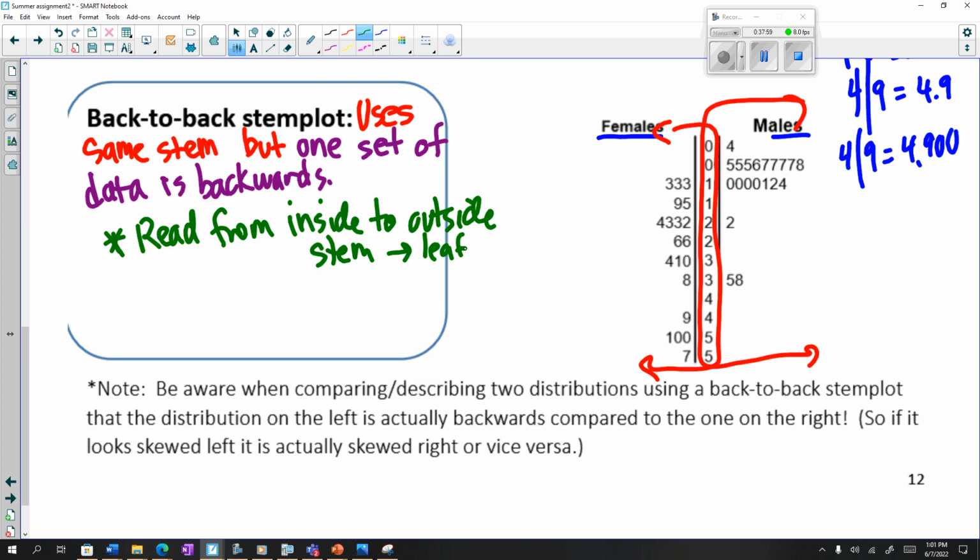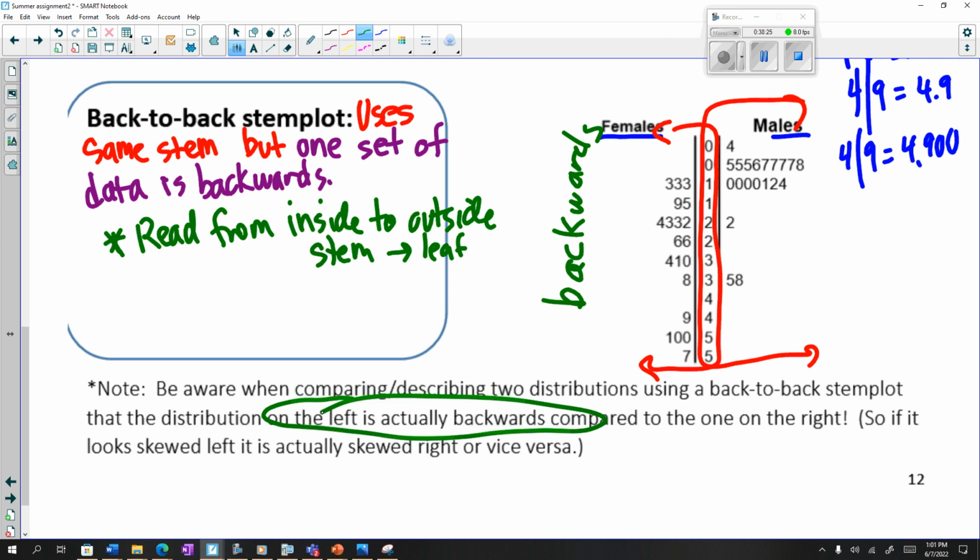So it says down below, note, be aware when comparing and describing two distributions in a back-to-back stem plot that the distribution on the left is actually the one that's backwards. This is the one that's backwards, is what we were referring to. The one on the left is backwards compared to the one on the right. So if you think it looks skewed left, it's actually skewed right, because the tail you think will be on the left will be on the right or vice versa, okay?